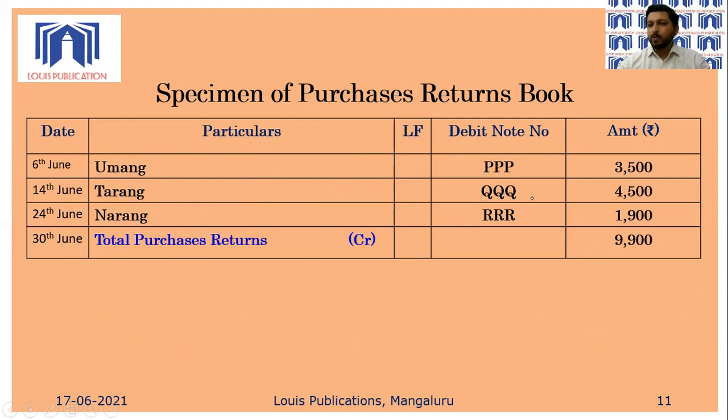Then every debit note will have a number. That number has to be recorded over here. And the amount, the value of goods returned to the supplier or the value of allowances claimed from the supplier, can be recorded. So on the last day, we total. As you see, it is totaled on the last day, that is on 30th of June.